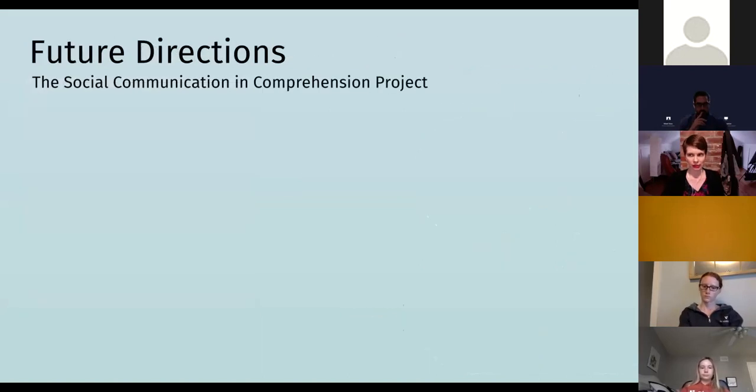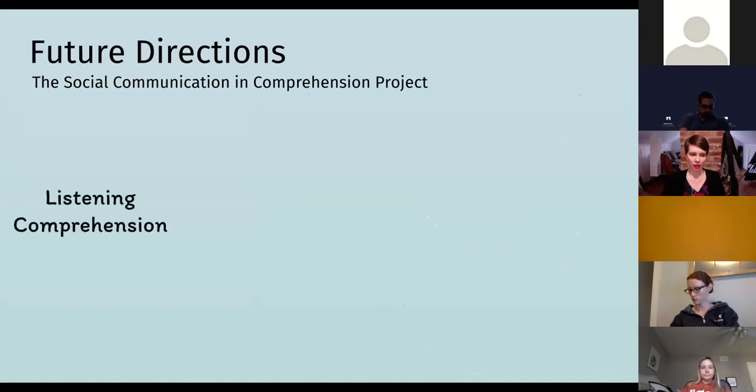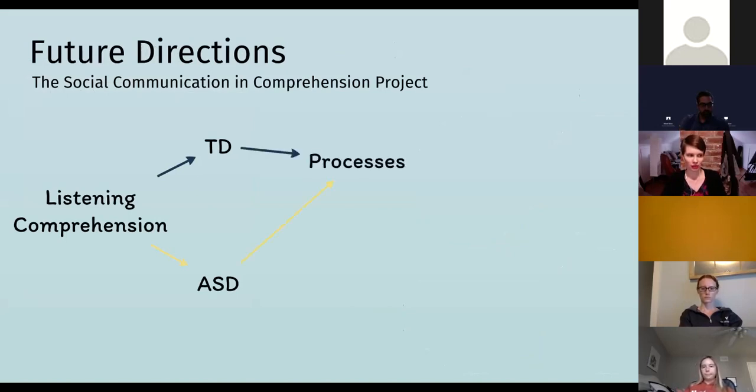And so this takes us into our future directions. So we're now looking at listening comprehension in 7 to 9-year-olds, children who are typically developing and children who have autism. We're looking at their comprehension processes. So while they are listening to the stories, they're also looking at illustrations of those stories, and we can look at how they are looking at those illustrations relative to the stories.